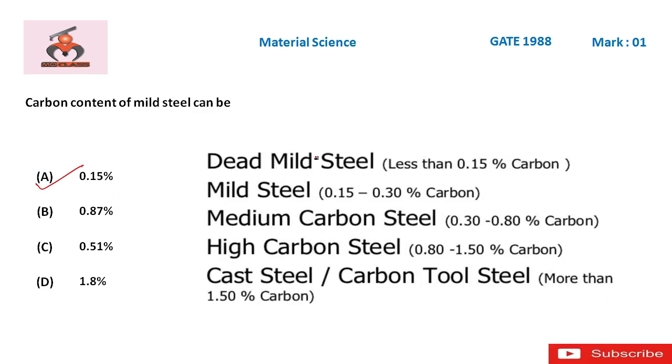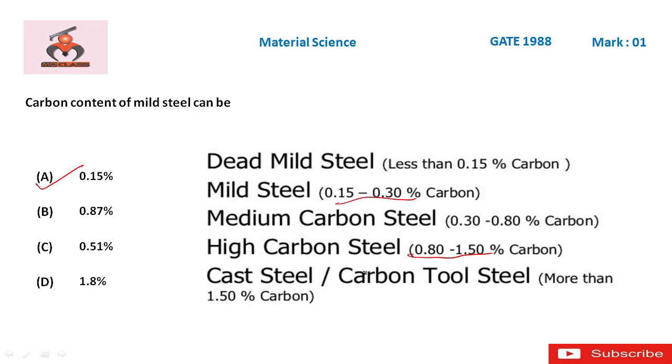0.15%. That is, mild steel is less than 0.15. So mild steel starts from 0.15 to 0.30% of the carbon. The medium carbon steel is 0.30 to 0.80% carbon. The high carbon steel is 0.80 to 1.50% carbon.